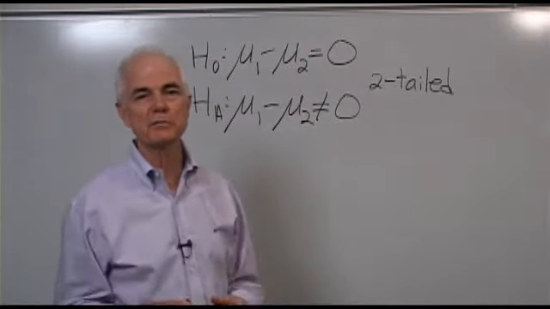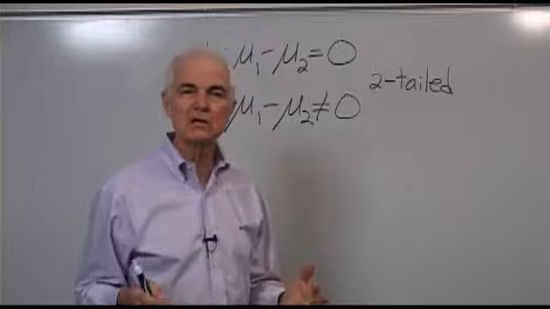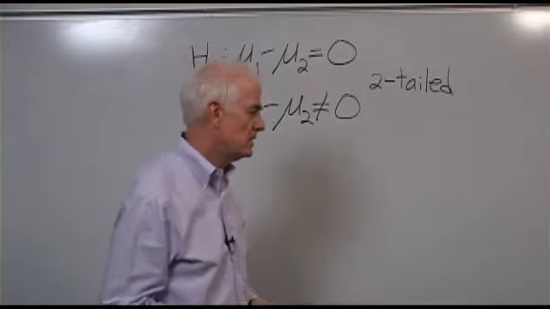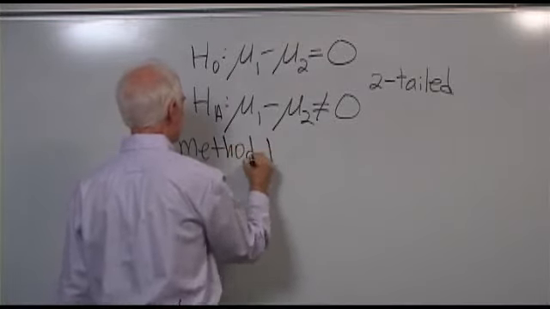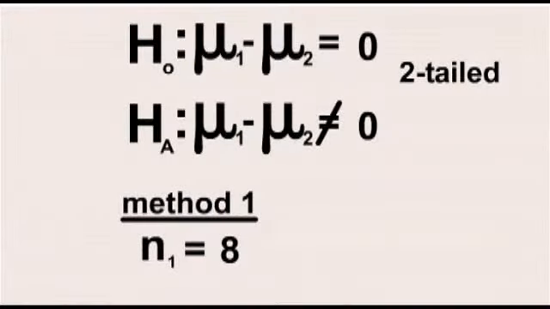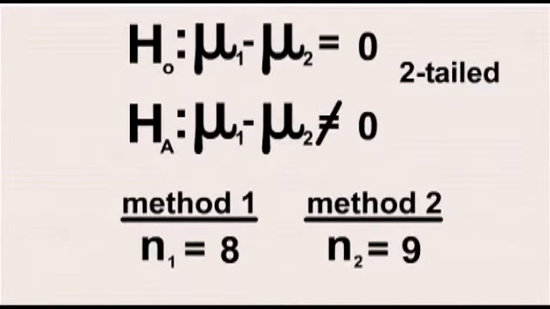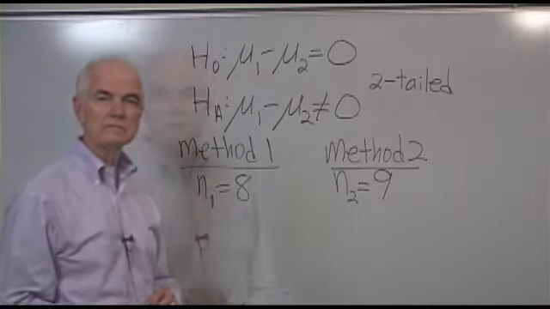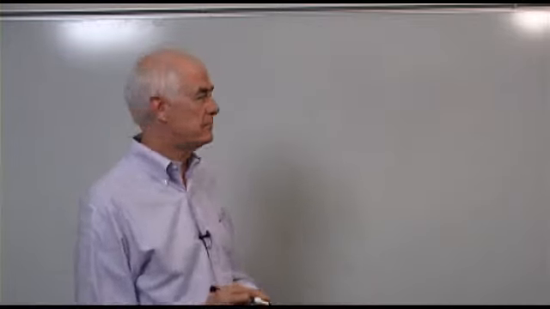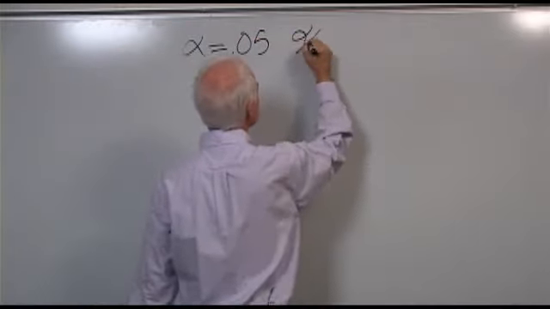Now we're going to take samples of assembly times under each method, or each way to assemble the product. And we're going to assume that workers have approximately equal skill and experience in assembling these products. So under method number 1, we're going to sample assembly times from 8 workers. And then under method number 2, we're going to sample assembly times from 9 workers. Let's use an alpha of 0.05 to test this hypothesis. And because we have a two-tailed test, of course, alpha over 2 is 0.025.